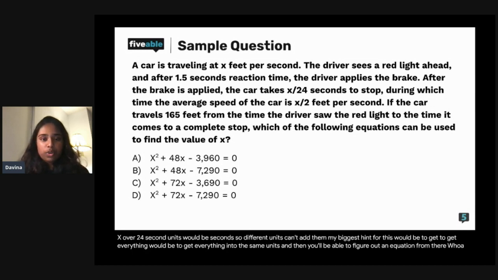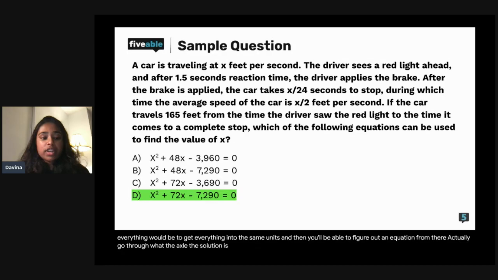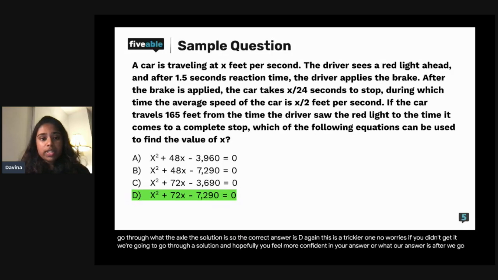Now we'll actually go through the solution. The correct answer is D. Again, this is a trickier one, no worries if you didn't get it. We're going to go through our solution, and hopefully you feel more confident in your answer after we go through it.